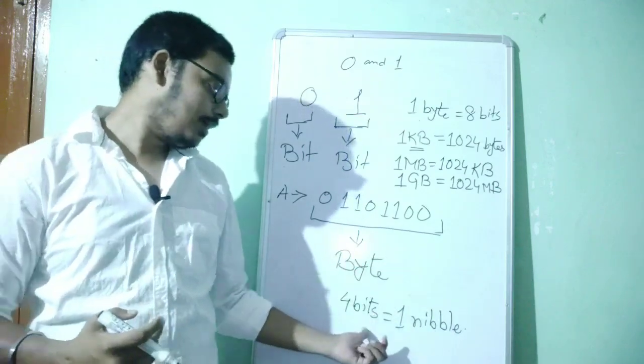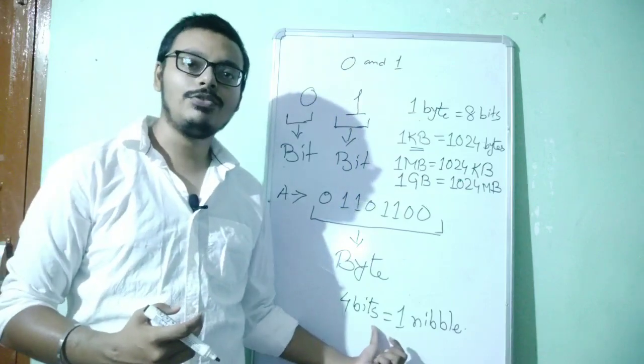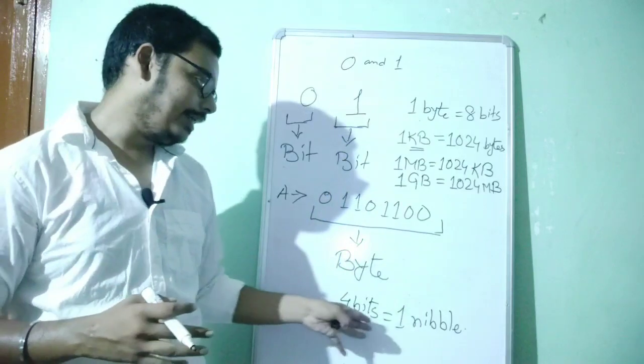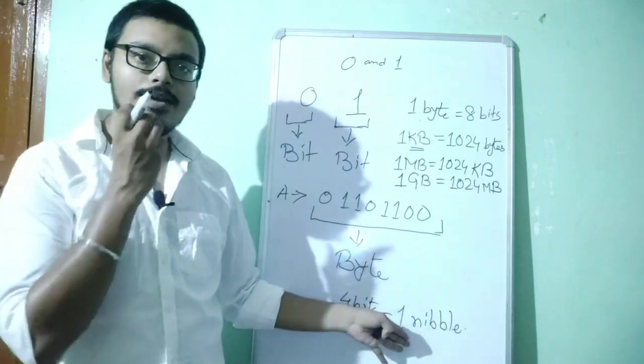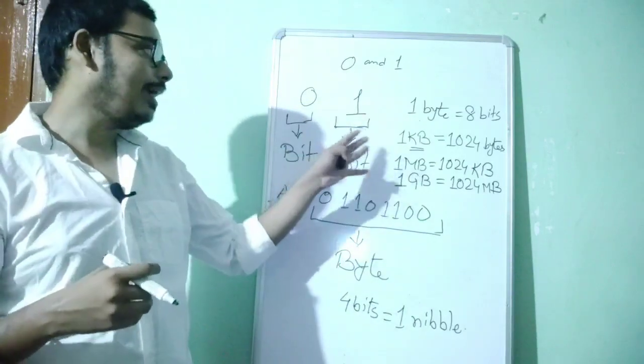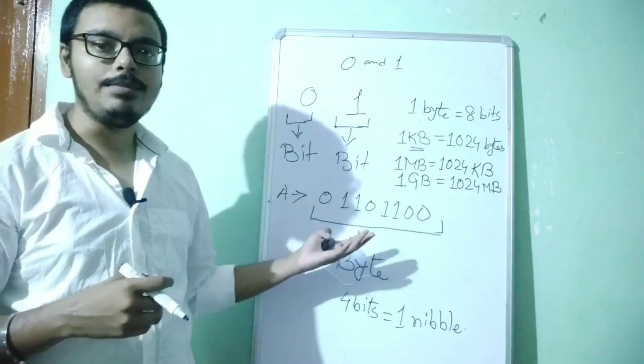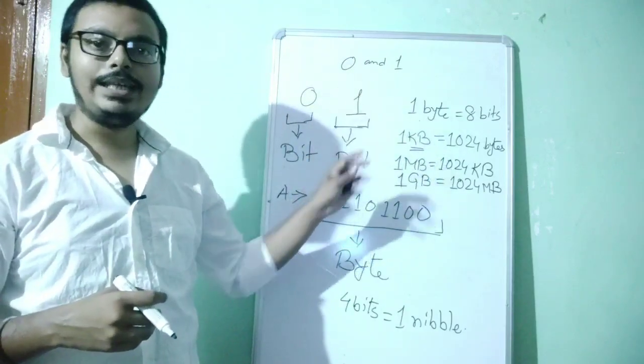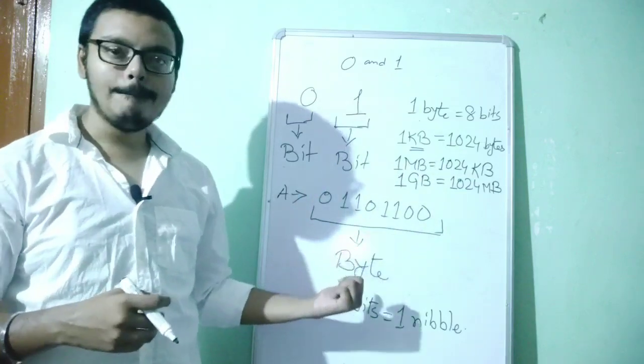So if I represent something with 4 bits, that is 4 zeros and ones in any combination, then that is called 1 nibble. And if I represent something with a combination of 8 bits, meaning 8 zeros and ones in any form, then that is called 1 byte.